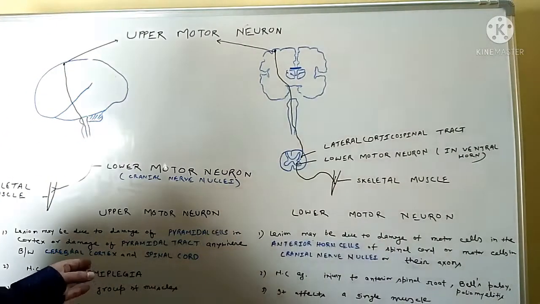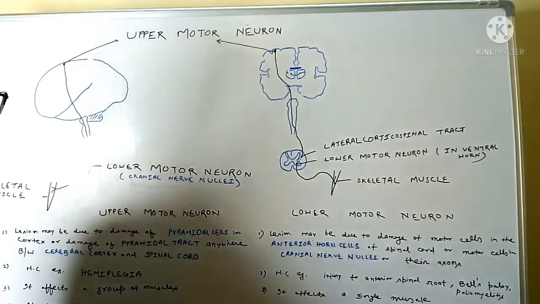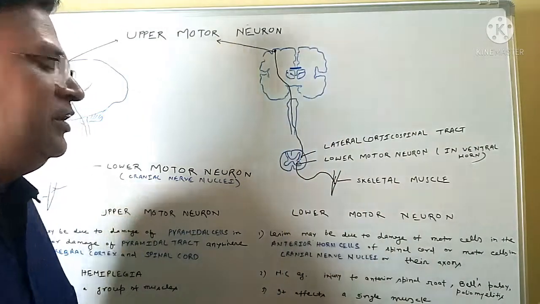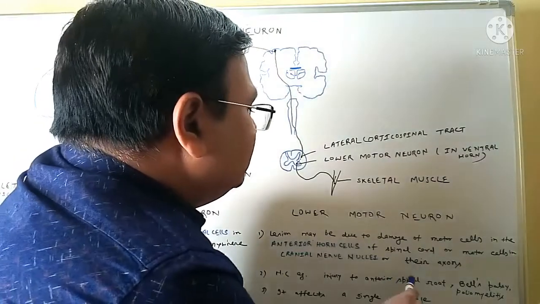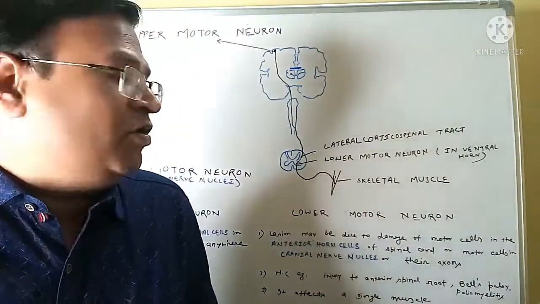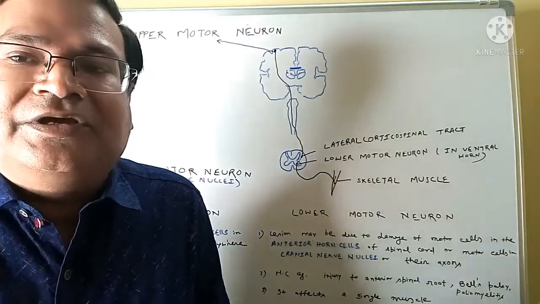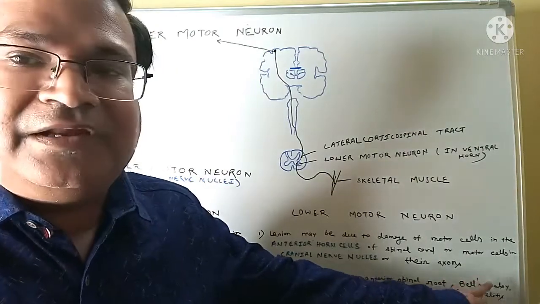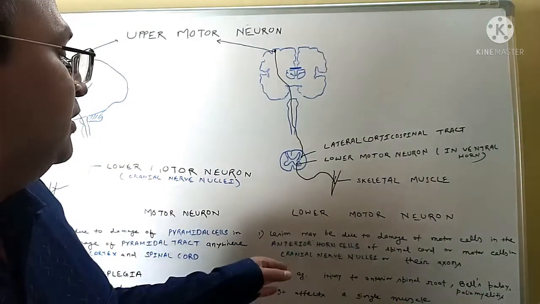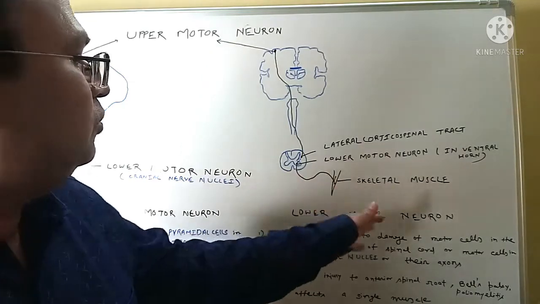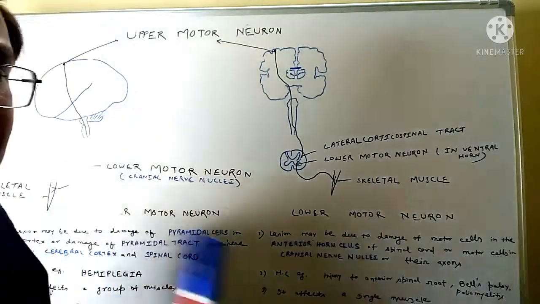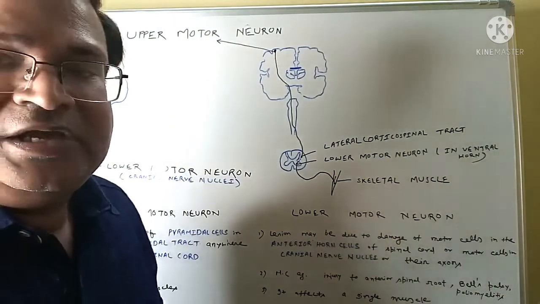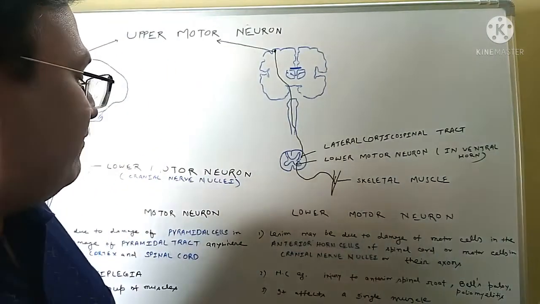The most common example of the upper motor neuron lesion is hemiplegia, and the most common examples of the lower motor neuron lesion are injury to the anterior spinal root, Bell's palsy and poliomyelitis. The upper motor neuron lesion affects a group of muscles, whereas the lower motor neuron lesion affects a single muscle.